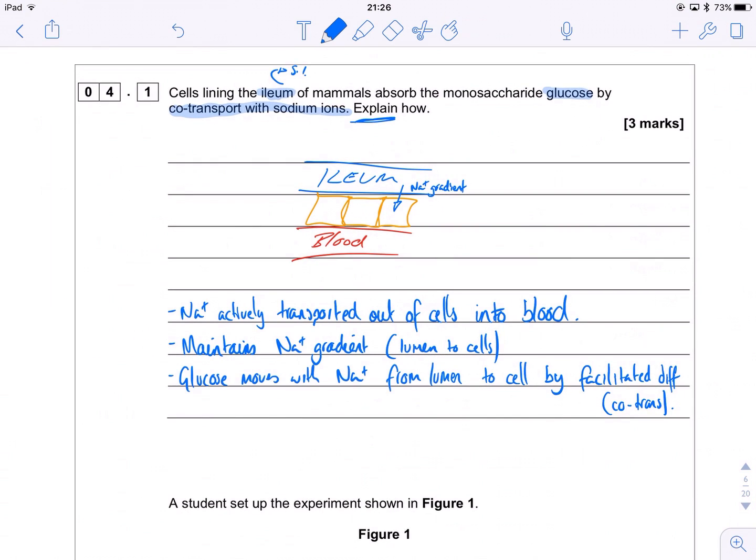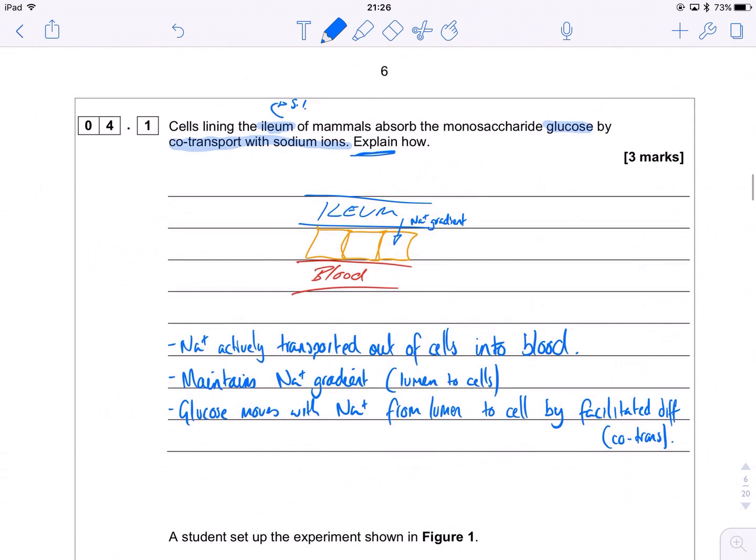Nice and straightforward, really. So watch that video. Hopefully it'll help you understand things a bit more fully. It is in significantly more detail. But this is how we get those 3 marks.